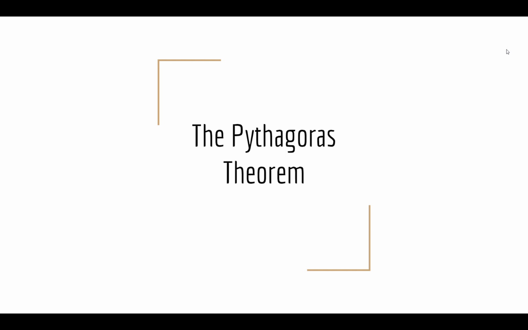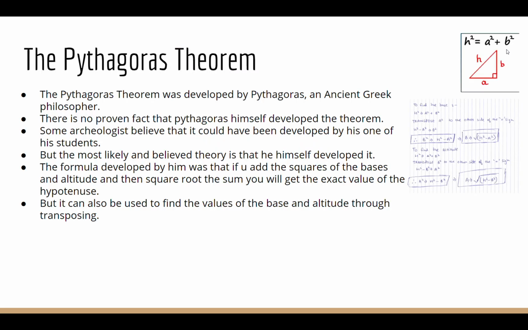The Pythagoras Theorem. The Pythagoras Theorem was developed by Pythagoras, an ancient Greek philosopher. Some archaeologists believe that he himself developed the theorem, and some believe that it was his protégés or one of his students or successors who developed it. But the most likely and widely believed theory throughout the world is that he himself developed it.